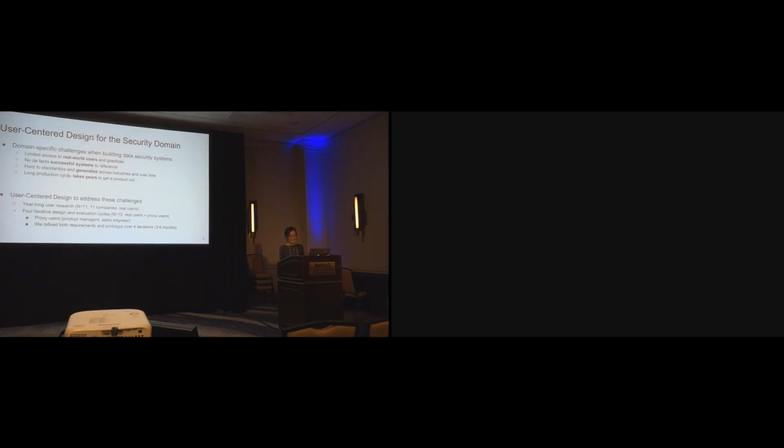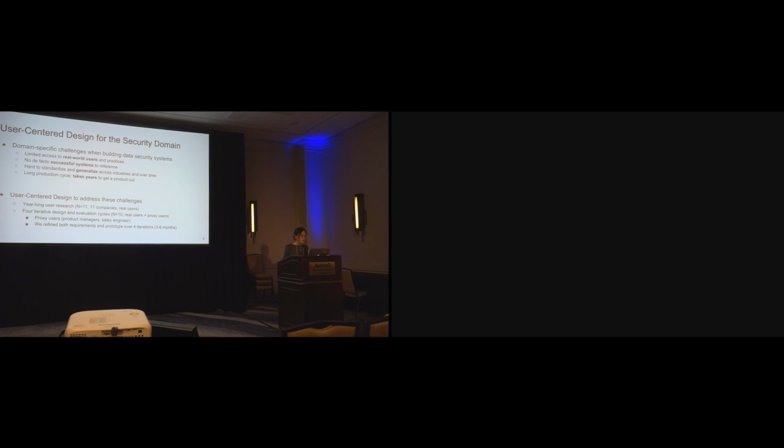However, it is not easy to design for data security systems. By definition, the users, their practices, and the data we want to protect are confidential. And because proactive data security is a new domain, there's no successful system for us to reference. Also, the data managed by organizations are different. Healthcare, finance, they need different solutions. And as with all the data software development in industry, the long production cycle makes it very difficult to include real users in our iterative design process.